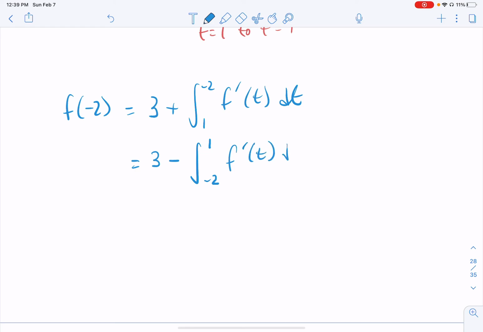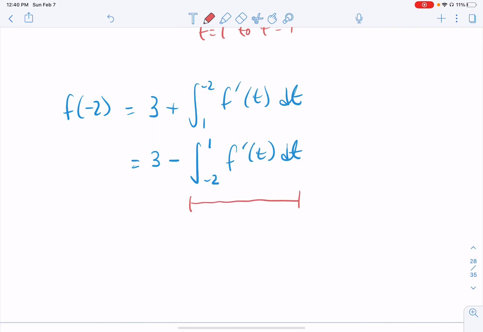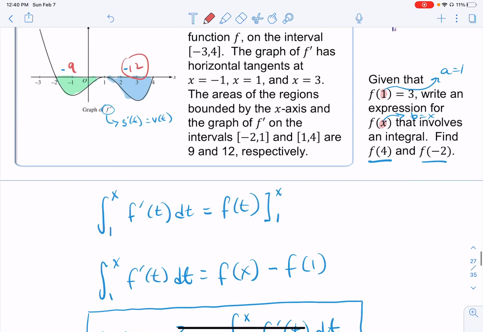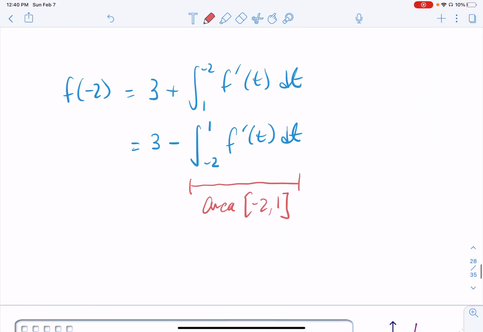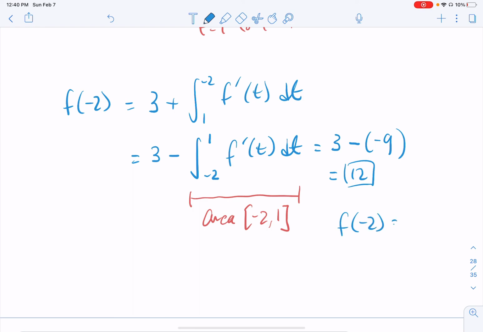prime of t dt. And then once again, this part is going to be interpreted as area on the closed interval from negative 2 to 1. And I'm pretty sure we have that from the picture. We said that that is a negative 9 right there. All right, low battery. Well, that's okay. I'm almost done with this one. So this should be equal to 3 minus the negative 9 from that area. The negatives cancel out, and I get a positive 12 here. So f of negative 2 is equal to 12.